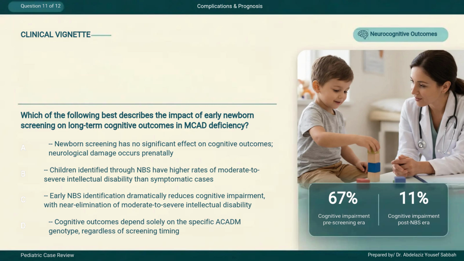Option A, newborn screening has no significant effect on cognitive outcomes because neurological damage occurs prenatally. Option B, children identified through newborn screening have higher rates of moderate to severe intellectual disability than symptomatic cases. Option C, early newborn screening identification dramatically reduces cognitive impairment, with near elimination of moderate to severe intellectual disability. Option D, cognitive outcomes depend solely on the specific gene genotype, regardless of screening timing.